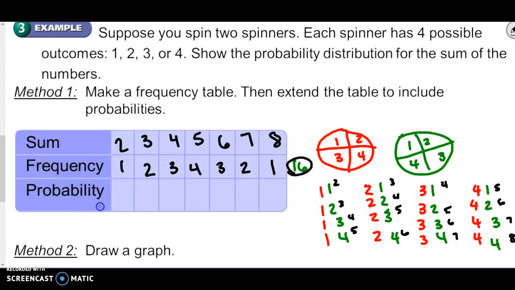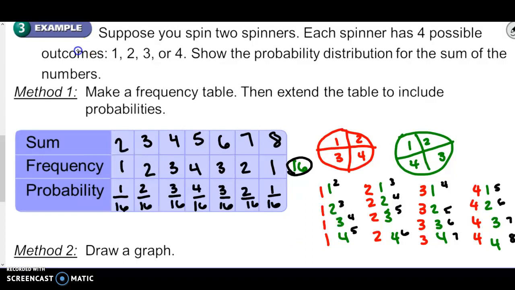And so now we're going to find the probability, and that is the total of the outcome over the total possible. So we have 1 over 16, because that's how many possible outcomes we have. 2 over 16, 3 over 16, 4 over 16, 3 over 16, 2 over 16, and then 1 over 16. Again, corresponding the outcome of that particular trial over the total possible outcomes.